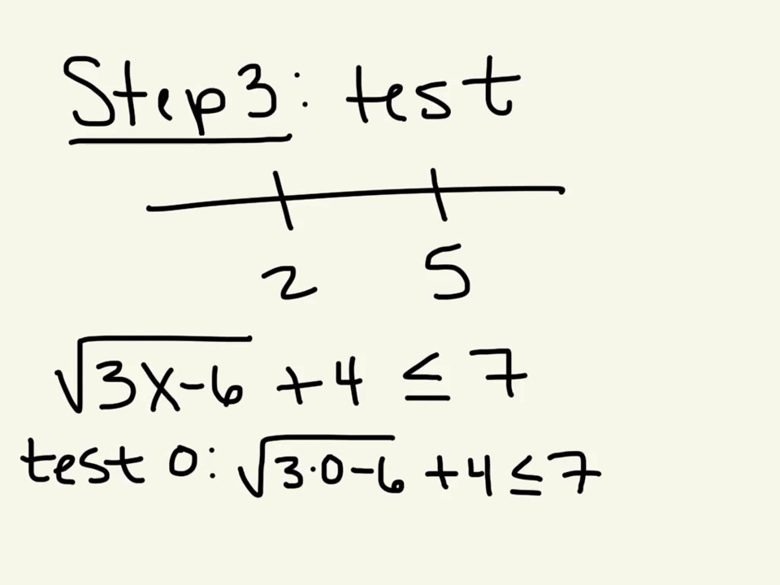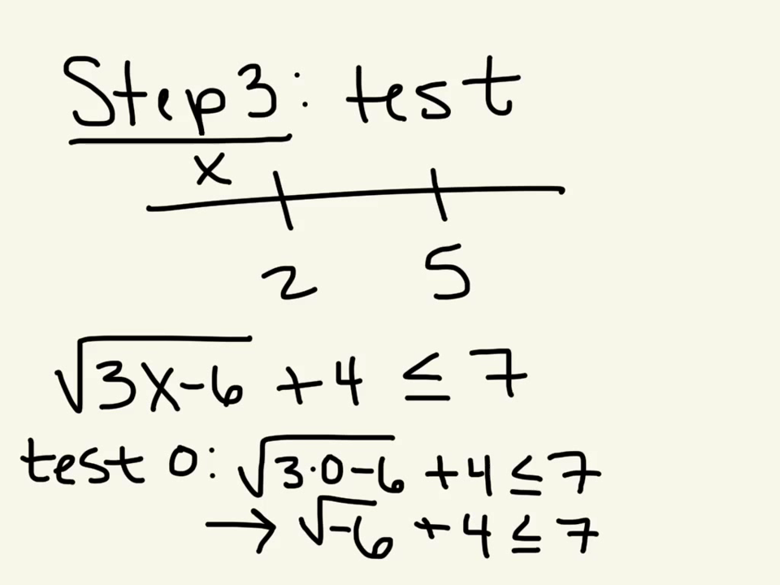Since 0 minus 6 is the square root of negative 6, we can't go any further, since the square root of negative 6 cannot occur in the real number set. So we're just going to stop here and realize that the values to the left of 2 will not satisfy this inequality. Now let's test values between 2 and 5.